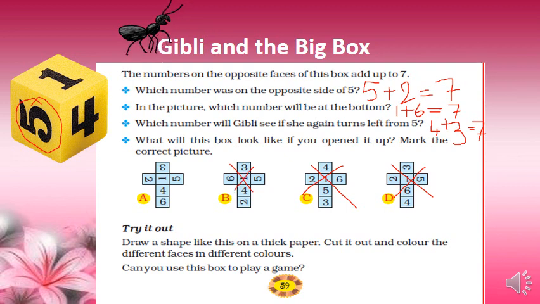So now let us check A. 5 plus 2 we get 7. 4 plus 3 is 7. 6 plus 1 is 7. So this is the correct answer. If the box is opened, it will look like this. Children, this is called the layout of a dice.